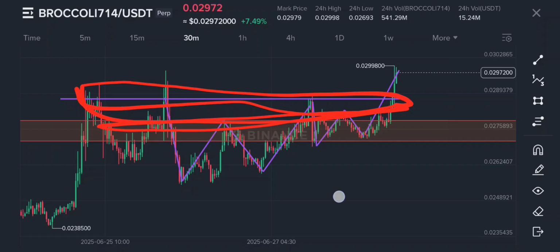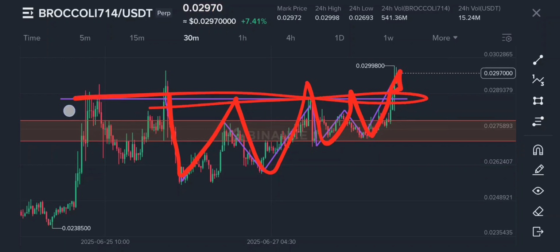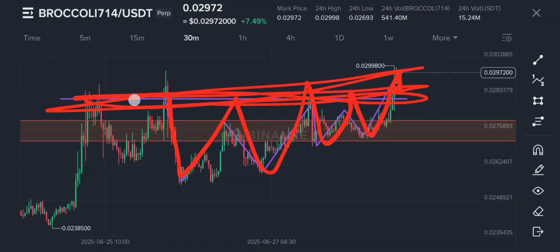Now, when you notice something like this, you better prepare yourself to close your trades. You prepare yourself to close your trade before it hits profit and before it hits stop loss, because this is a sign that the more the price keeps retesting this zone with all these lower highs, the more this zone gets weaker.